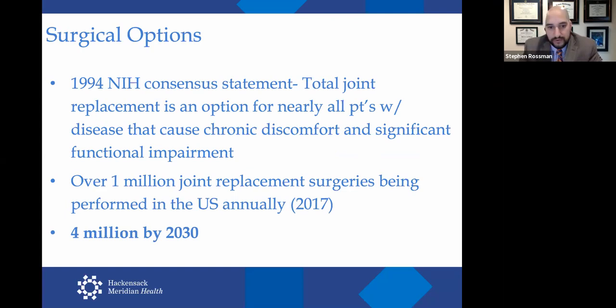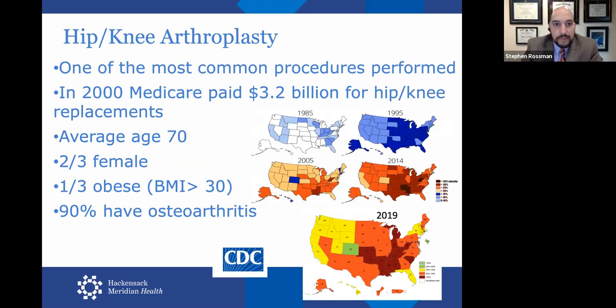There's going to be a problem where so many people need them as the baby boomer population continues to age and people are younger and more active. There's not going to be enough surgeons to do all of these operations that are necessary. Hip and knee arthroplasty, or replacement, is one of the most common procedures performed. Even in this 2000 Medicare data, $3.2 billion alone was spent on hip and knee replacement.